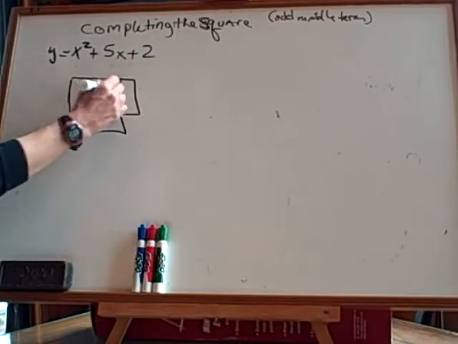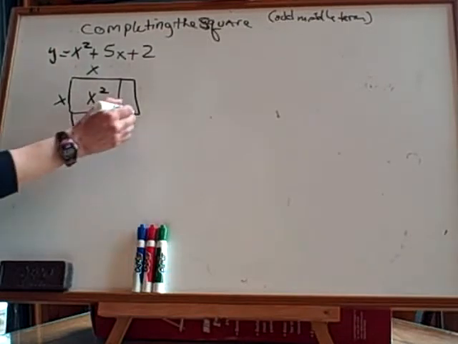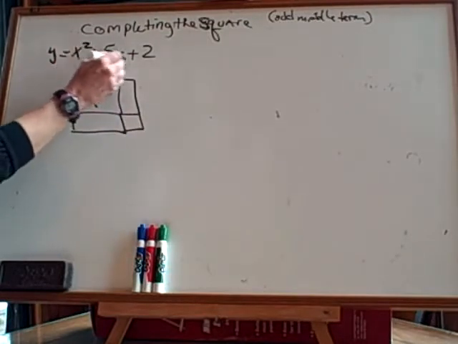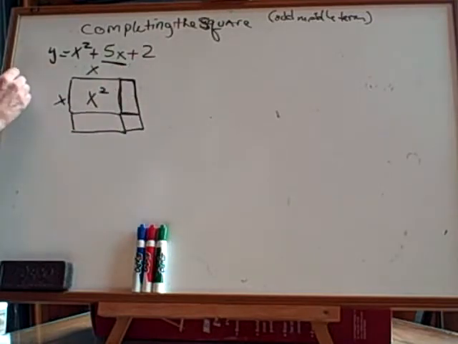All right, and this part here is x squared. Remember that makes this side x and this side x. Now what we have to do is cut this 5x in half. So what's half of 5x? Well, half of 5x would be 2.5x, right?